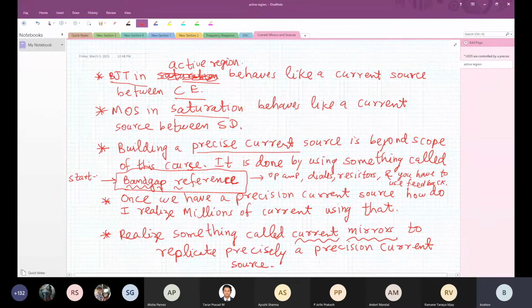You power on the chip, gone. It's not giving you the current source.